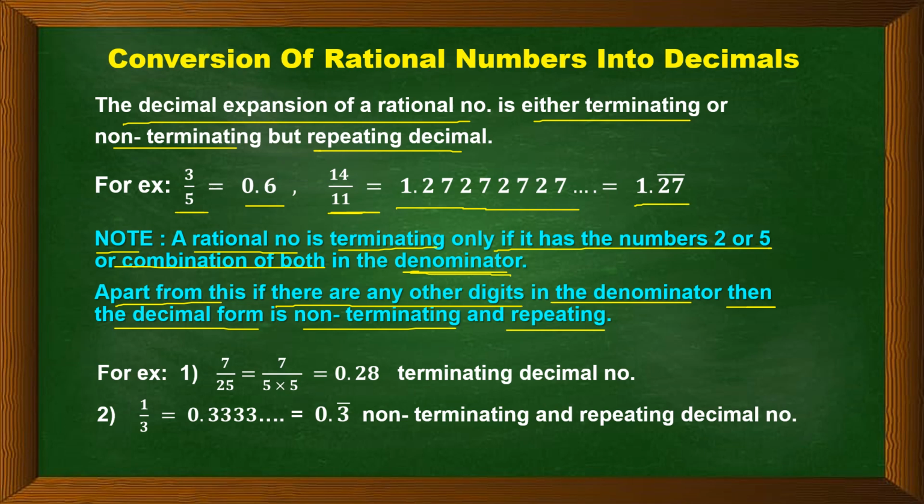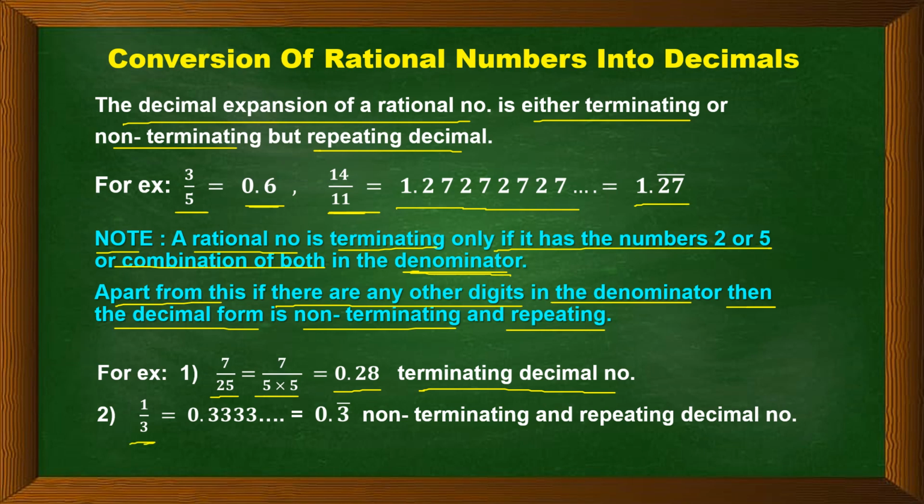So if the denominator is 5, as in the case of 3 by 5, we will have a terminating decimal expansion. In case of 14 by 11, because it is other than 2 and 5 or a combination of 2 and 5, therefore we will have non-terminating but repeating decimal. Now take for example 7 by 25. 25 is what? 5 into 5. So its decimal form is 0.28. It is terminating decimal number because the denominator was a number 5.